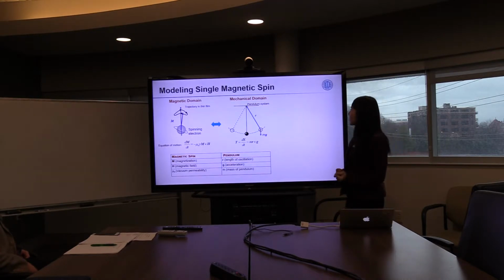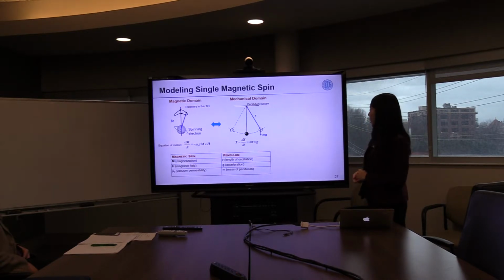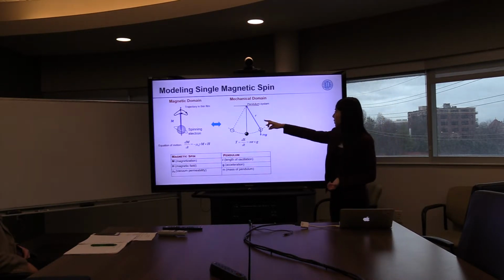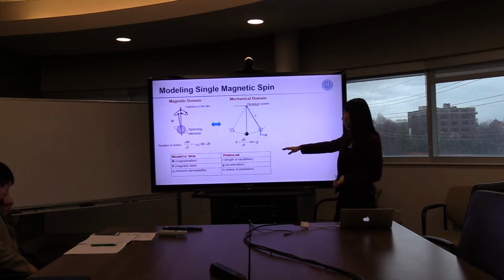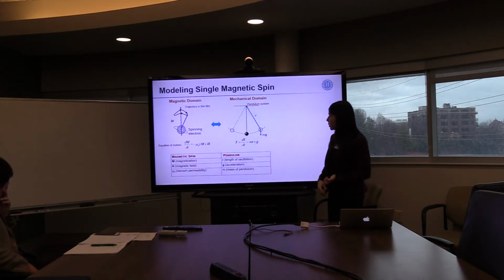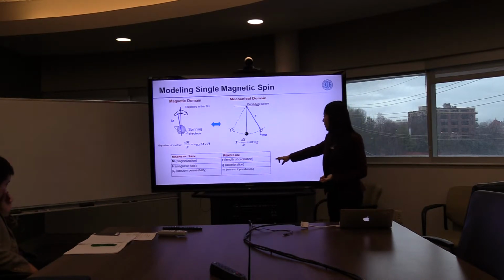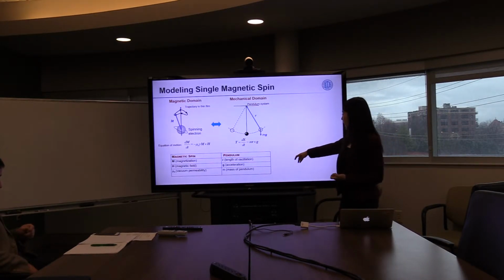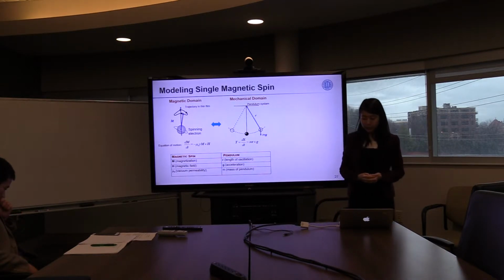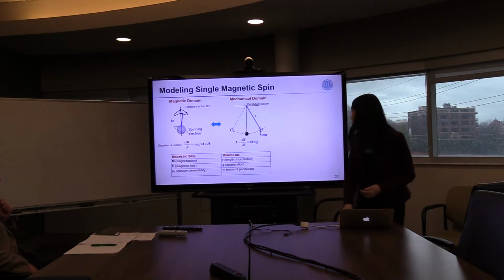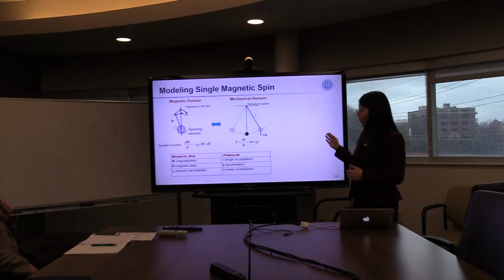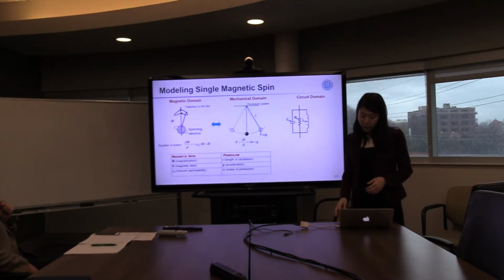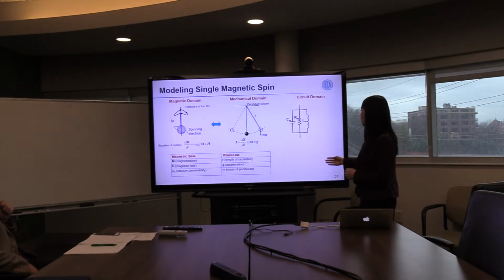Connecting these two domains, we found a one-to-one correspondence: the magnetization in the magnetic domain is equivalent to the length of the oscillation. The magnetic field becomes the gravity acceleration acting on a swinging object, and the vacuum permeability is the mass of this pendulum. And we know that for a mechanical system, especially a pendulum system, we can use a second-order circuit to model this behavior.